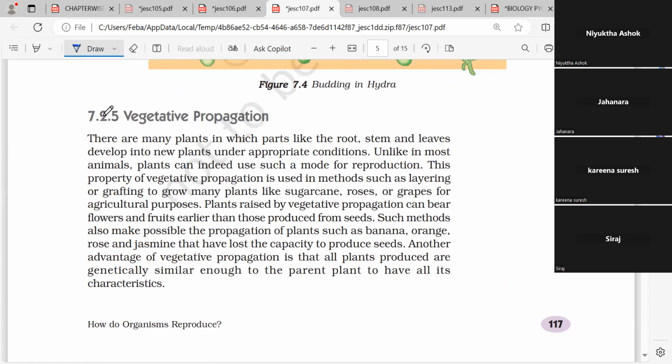Now, vegetative propagation. What is the advantage of vegetative propagation? You'll get a question.